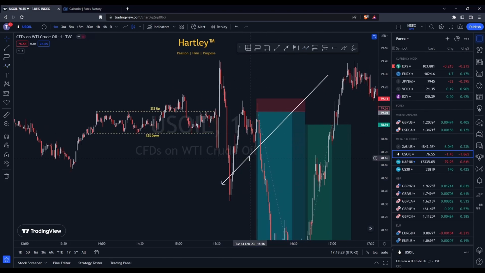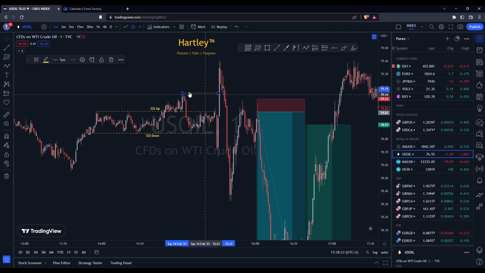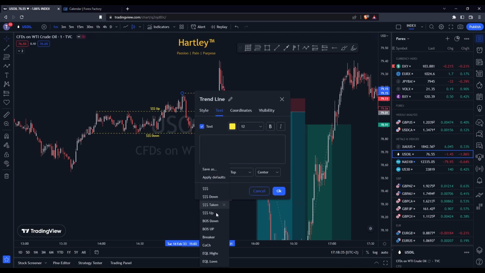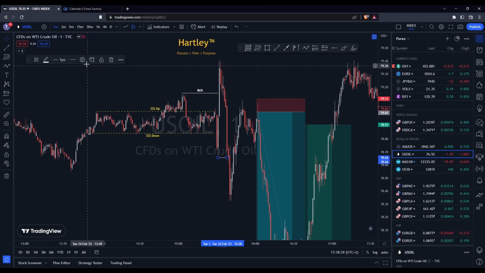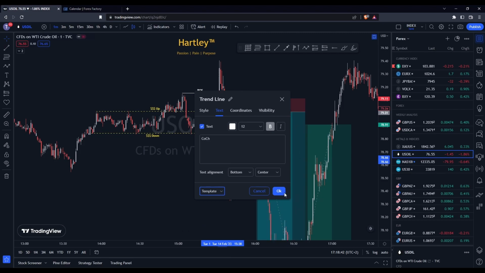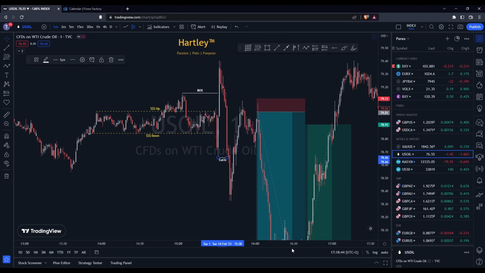So now I know I have a break of structure to the upside, because market continued up. I had a break of structure to the upside, and a change of character to the downside over here, right? So now I know market wants to move down.